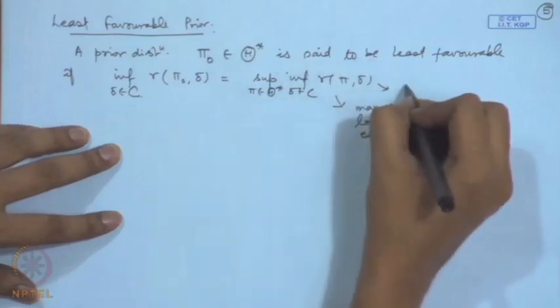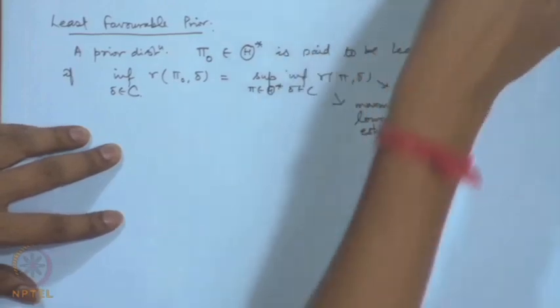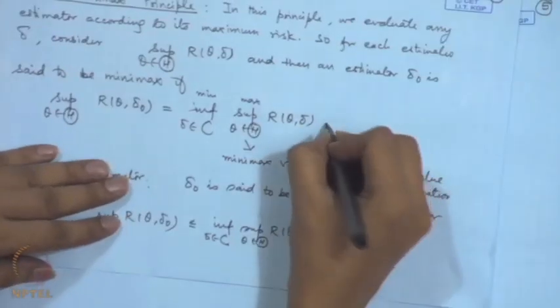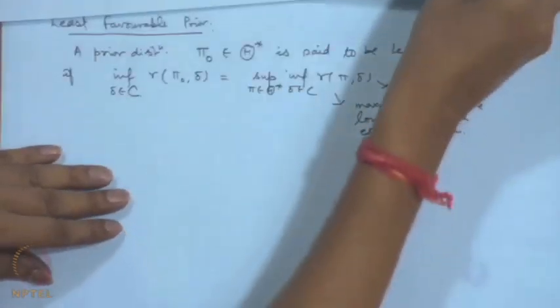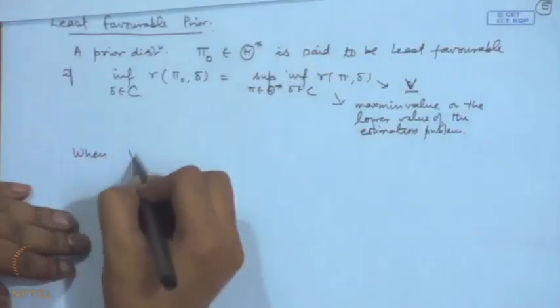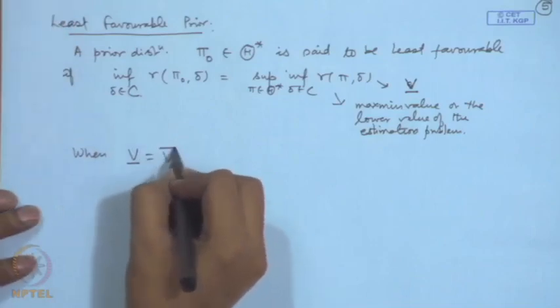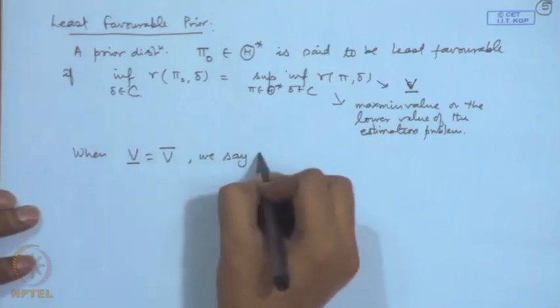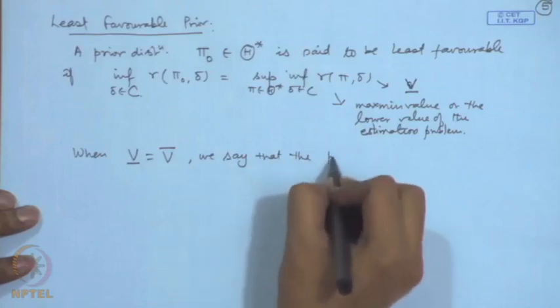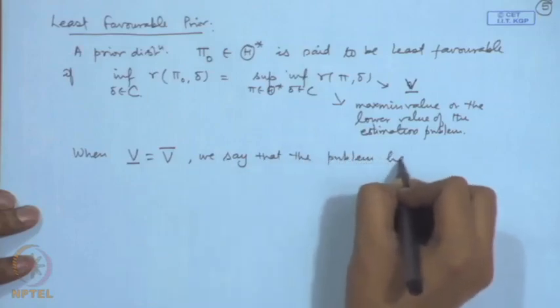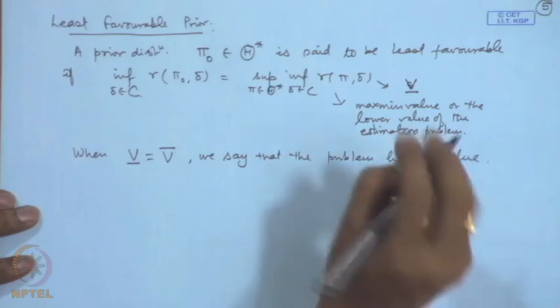We have some notations here. Generally, we use V lower bar, and for the upper value of the game, generally we use V upper bar as the notation. When V lower bar is equal to V upper bar, we say that the problem has a value. In game theory, this is actually called the point of equilibrium, or the problem has a saddle point, etc.